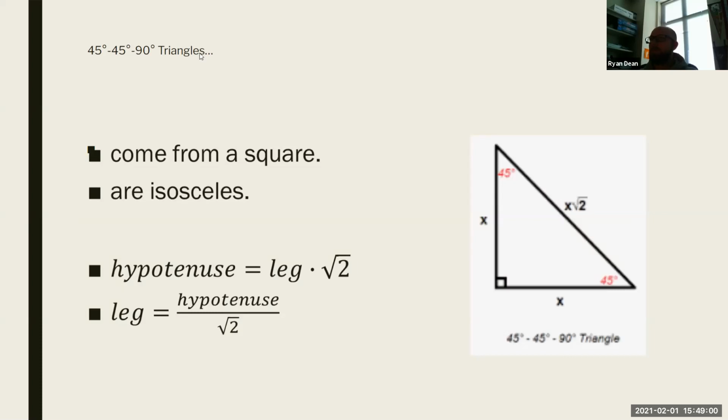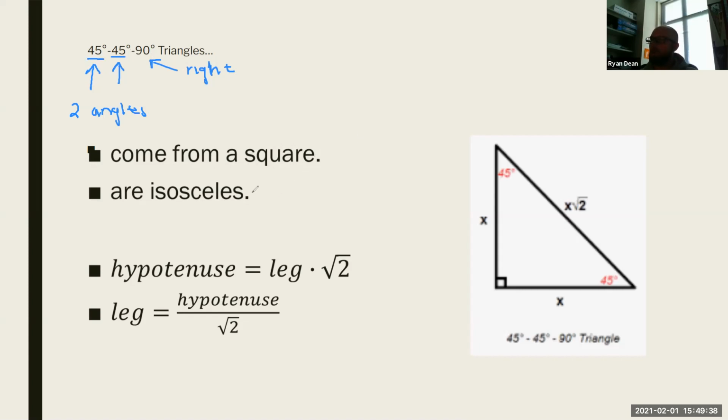In 45, 45, 90 degree triangles, what we're looking for are specifically two angles that are 45 degrees. So here's one, here's two. So these two angles are 45 degrees. And then of course we have our 90-degree right angle. So this is why we can say special right triangles, because we have two special angles here. They're both 45 degrees, and then it's also a right triangle.